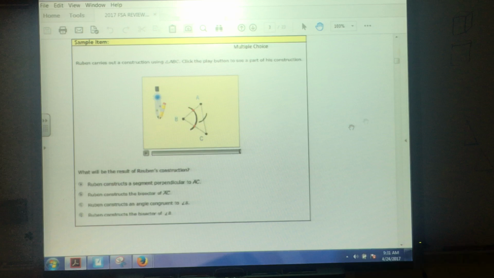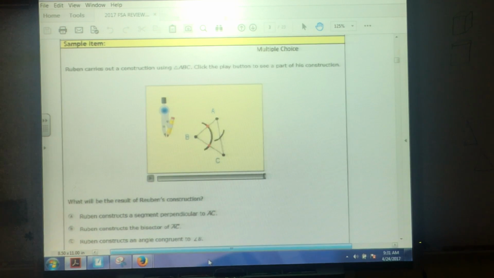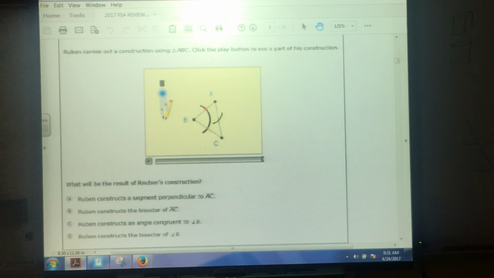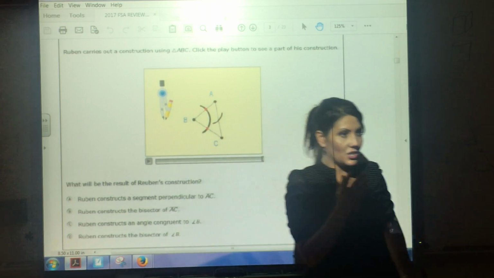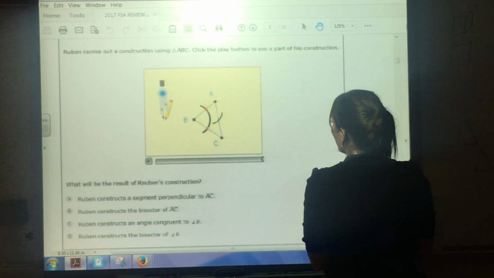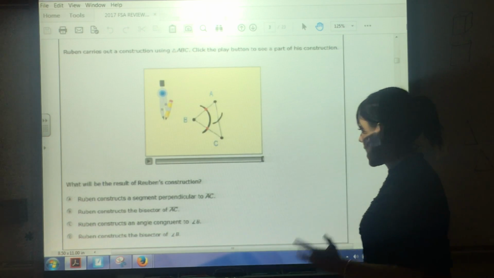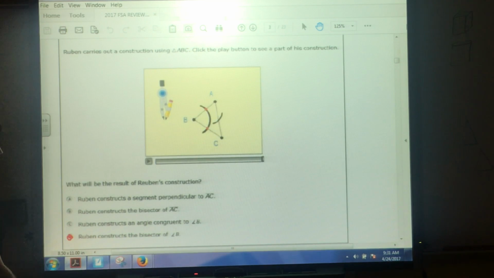All right, this one's pretty cool. This is talking about construction, and it says this is only part of a construction. So you hit play, this is where it ends up. He still didn't even finish it. It says, what will be the result of Rubin's construction? A lot of students thought the answer was B. That's not it. I'll talk about that in a minute. The answer is D. What he is doing is constructing the angle bisector of angle B.